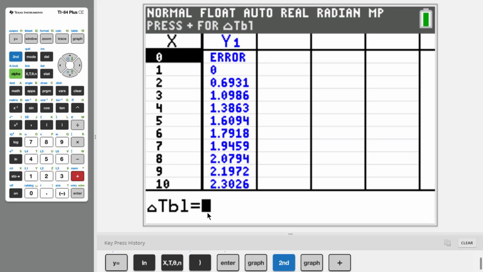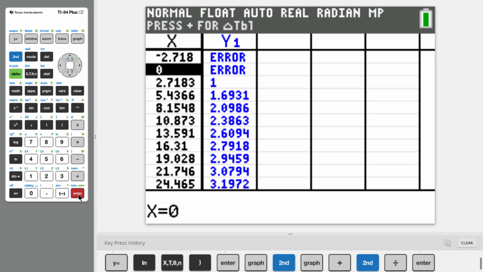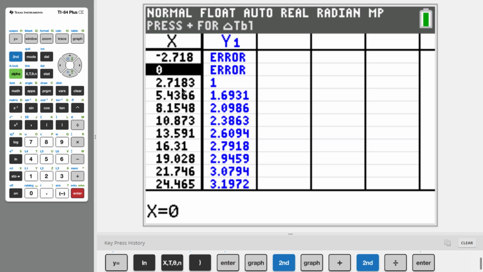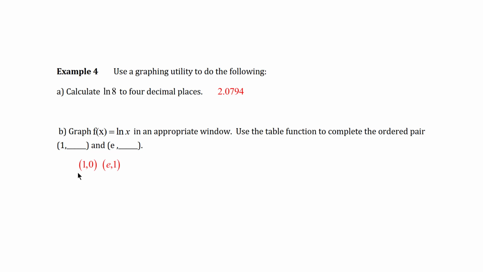What I'm going to do is just change this value to e. On the graphing calculator, to input the value of e, we need to press the blue button or the second button here, and then press divide and then enter. So over here we have the value for e, and the corresponding y value is 1. So our final answer is (1, 0) and (e, 1).